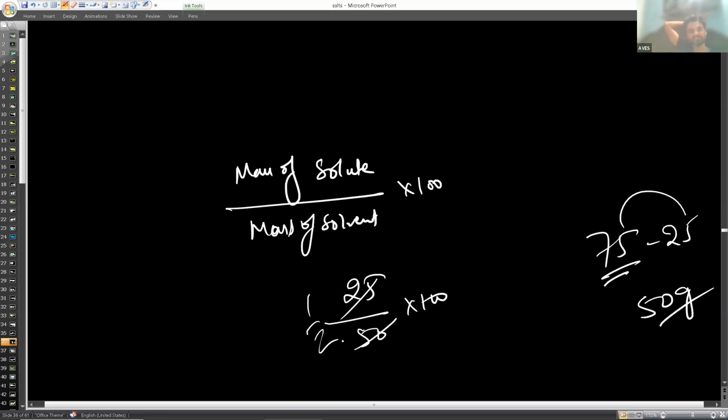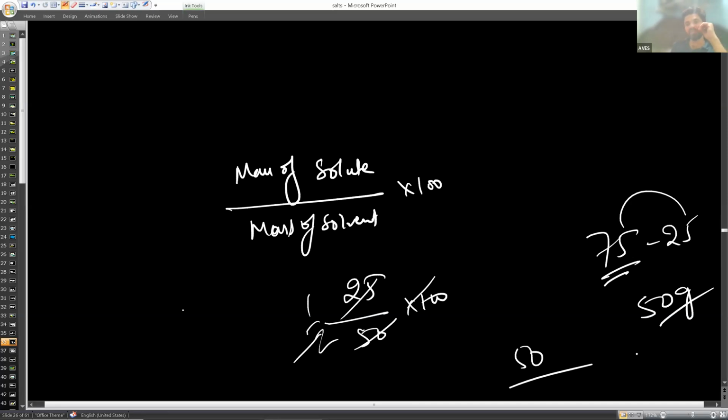Done? Sorry, not 1 by 2. It will be 50%. 1 by 2 into 100, you cut it, you will get 50 and you will get 50%. We don't write percent here. It is 50 only. Solubility is 50. Done? Yes, sir.